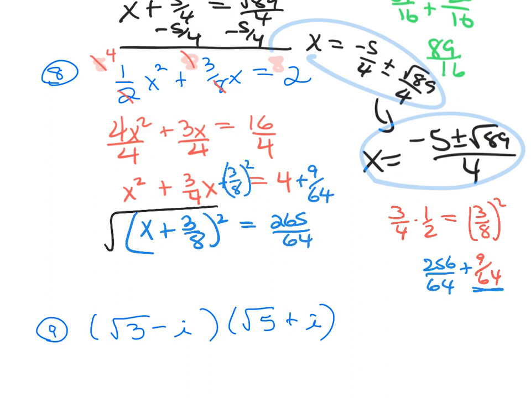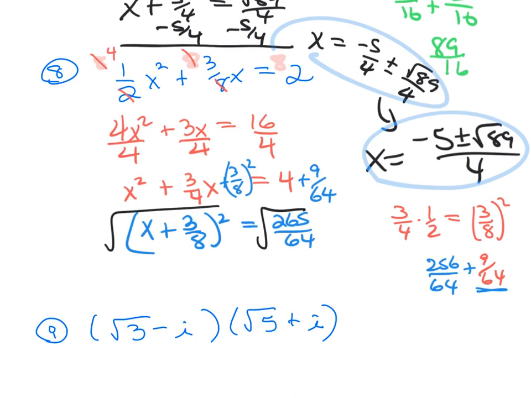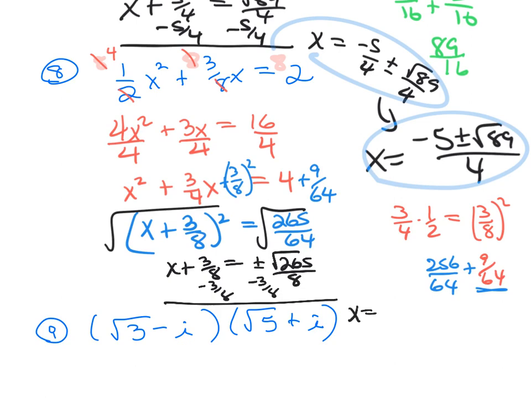Apply the square root method, and I get x plus 3/8 equals plus or minus the square root of 265 over 8. 265, I could divide it by 5, but there aren't any perfect squares in it, so I'm leaving it alone. So here I would get x equals negative 3/8 plus or minus square root of 265 over 8.